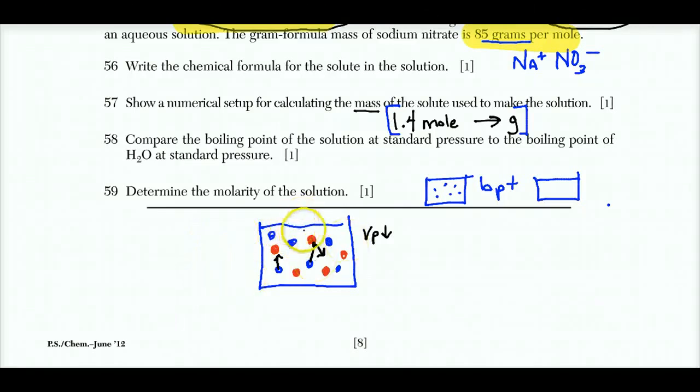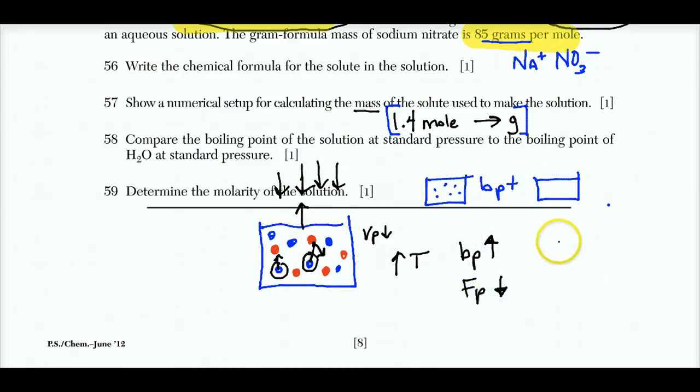Remember, boiling is when the vapor pressure upward equals the pressure pushing down. And guess what? If the vapor pressure has been lowered, the pressure pushing down is now higher, so you're going to need a higher temperature to give these water molecules enough energy to get around those obstacles. So the boiling point is elevated. Boiling point elevation, freezing point depression.